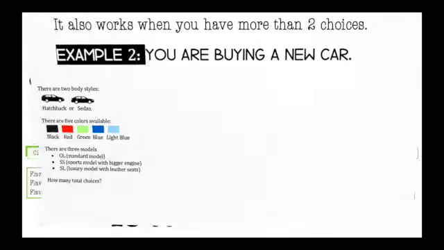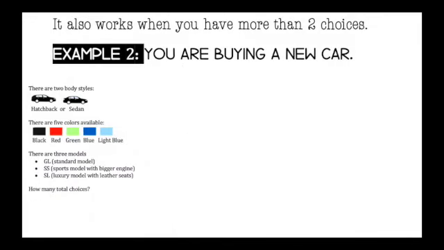All right, one more. This also works when you have more than 2 choices. So an example, let's say I'm going to buy a car. I don't know, I haven't decided whether I'm buying a hatchback or a sedan. I know that it comes in 5 different colors, and I know that there's a standard, a sports, and a luxury model. So how many total choices do I have to choose from?